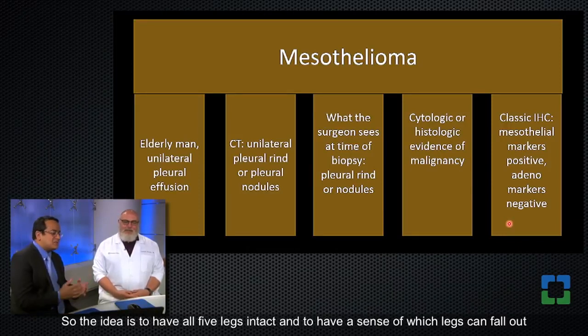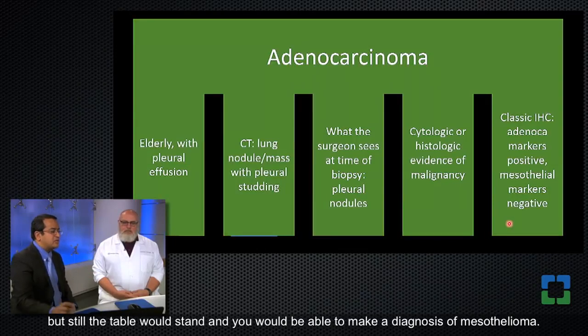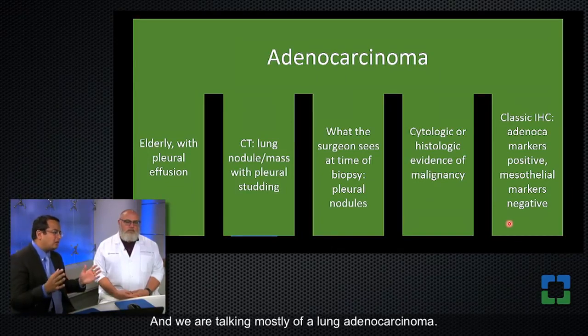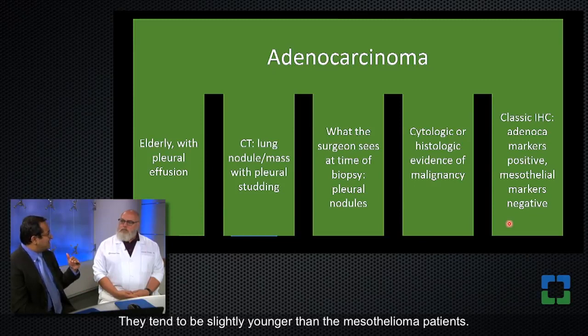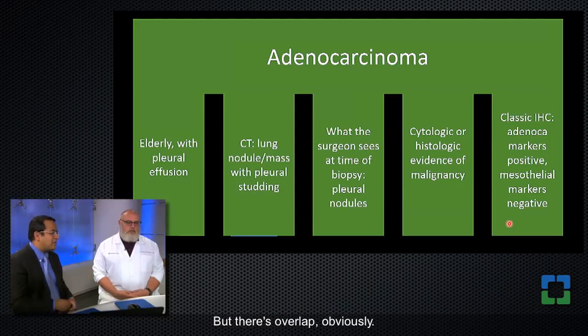Okay, thank you. So the idea is to have all 5 legs intact and to have a sense of which legs can fall out, but still the table would stand and you would be able to make a diagnosis of mesothelioma. Now, if you flip the situation, what would you expect with an adenocarcinoma? And we're talking mostly of a lung adenocarcinoma. Most of the time, these patients will be elderly too. They tend to be slightly younger than the mesothelioma patients. Instead of the 70s, 80s, they can be 60s, 50s, but there's overlap, obviously.